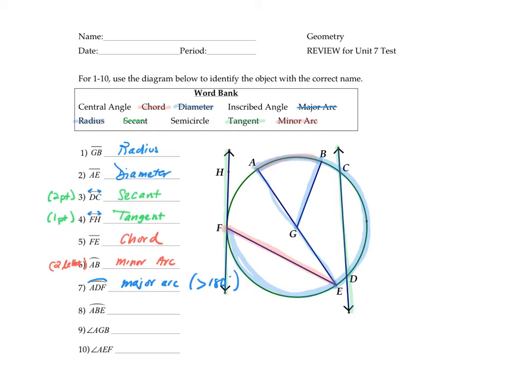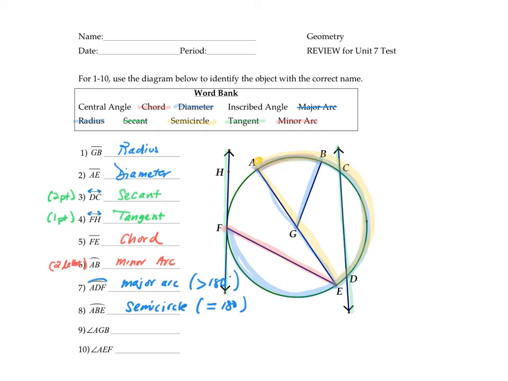All right, the last arc we have is arc ABE. So we want to start at A, we want to go through B, and we want to end at E. And if you notice, the endpoints of that arc also happen to be the endpoints of a diameter. That means that ABE is a semicircle. So semicircle. And that means that it's exactly equal to 180.